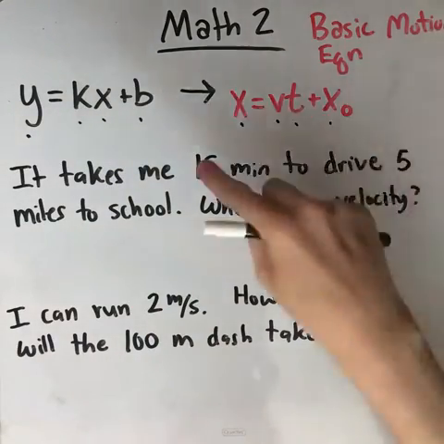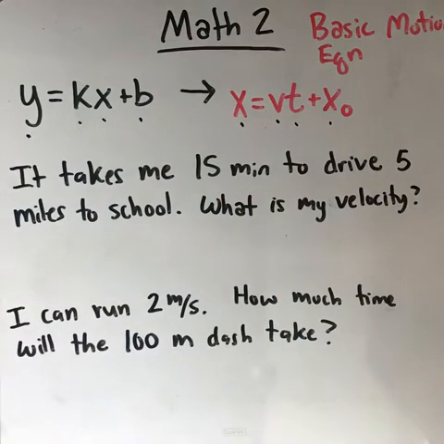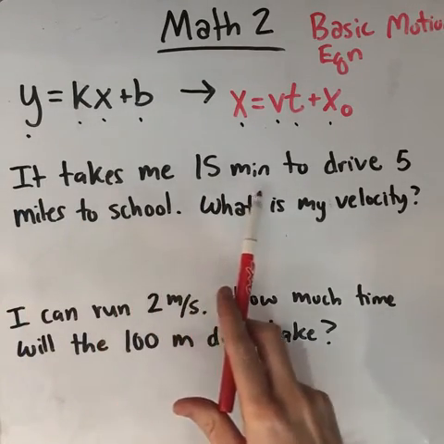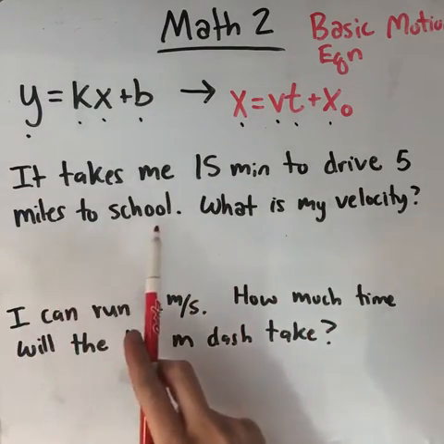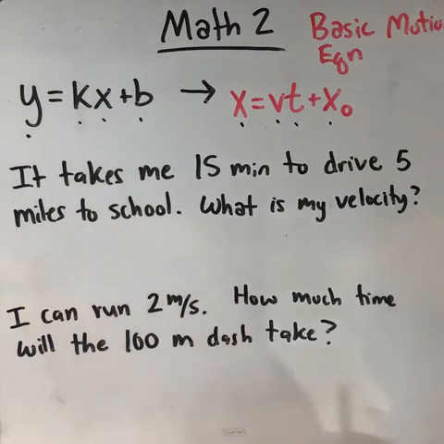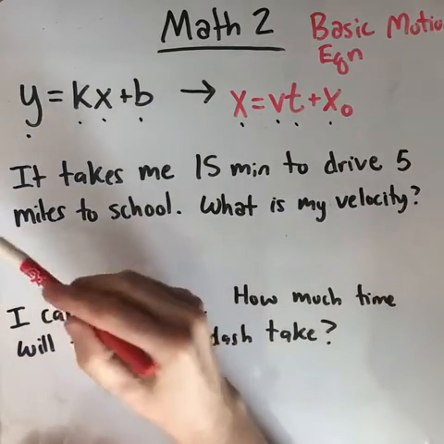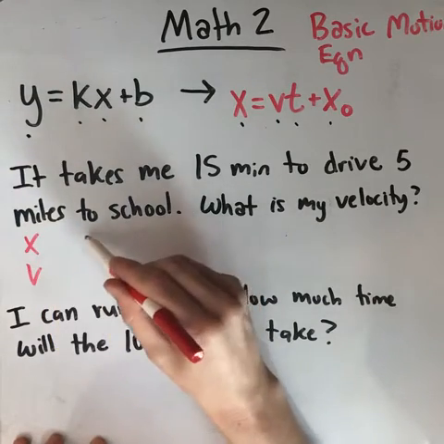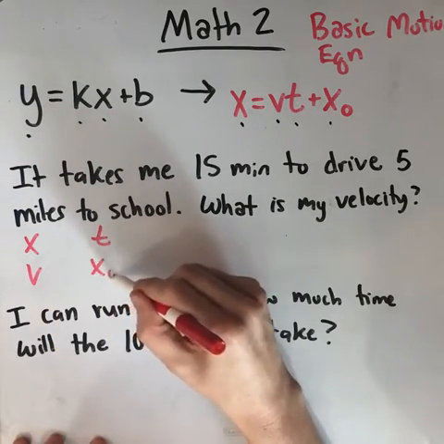We can use this equation to solve a variety of simple stories. So let's look at how we do this. It takes me 15 minutes to drive 5 miles to school. What is my velocity? What I need to do is figure out each of my letters. So I have x, v, t, xo.